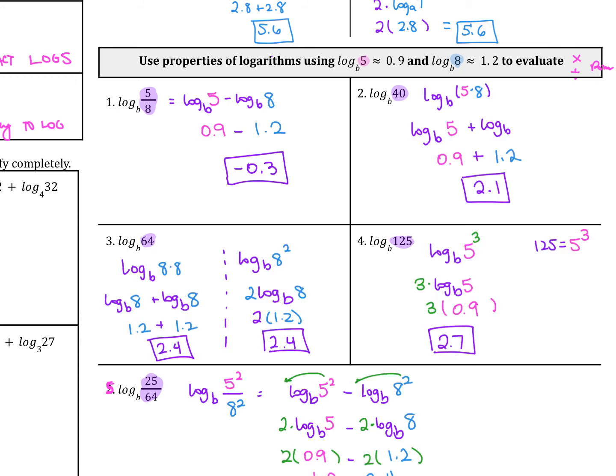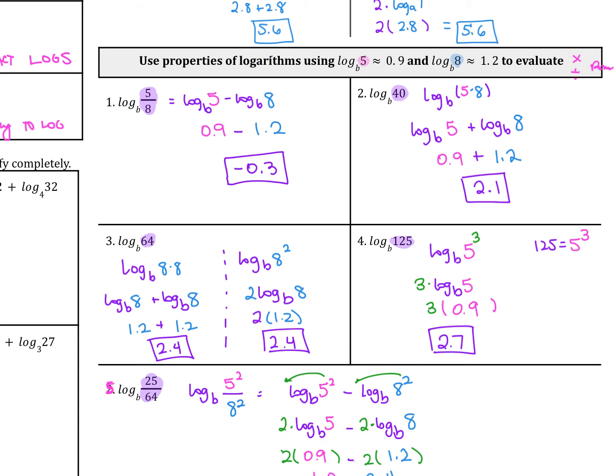All right, if you try this out, number 1, you should have gotten negative 0.3. When you're dividing, you subtract the logs, so you get 0.9 minus 1.2, which is negative 0.3. To get 40, you're going to multiply 5 times 8. When multiplying, you can expand it by adding log base b of 5 plus log base b of 8. Then you substitute 0.9 for log base b of 5 and 1.2 for log base b of 8. You add it together, you get 2.1.